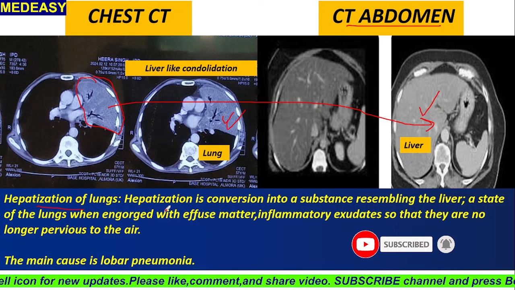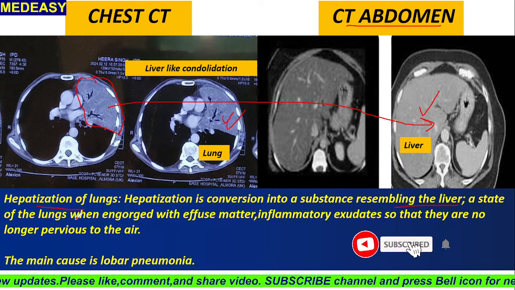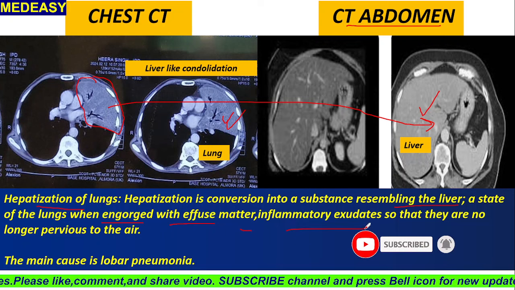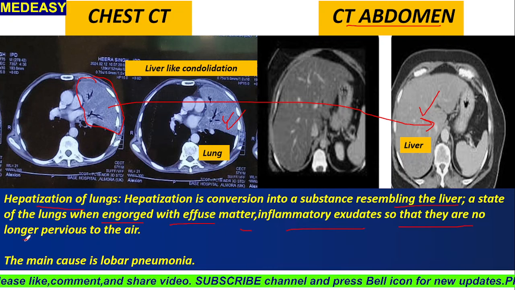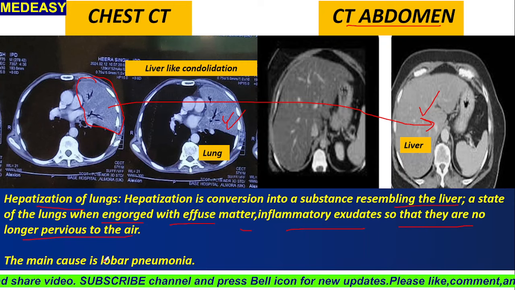So what is hepatization of lung? Hepatization is a conversion into a substance resembling liver. It is a state of the lung where it is engorged with effusion matter and inflammatory exudates, so that it is no longer pervious to air, because the air is replaced by inflammatory exudates and inflammatory cells, dense enough to give a consistency like liver. So this is called hepatization of lung, and classically it is seen in lobar pneumonias.